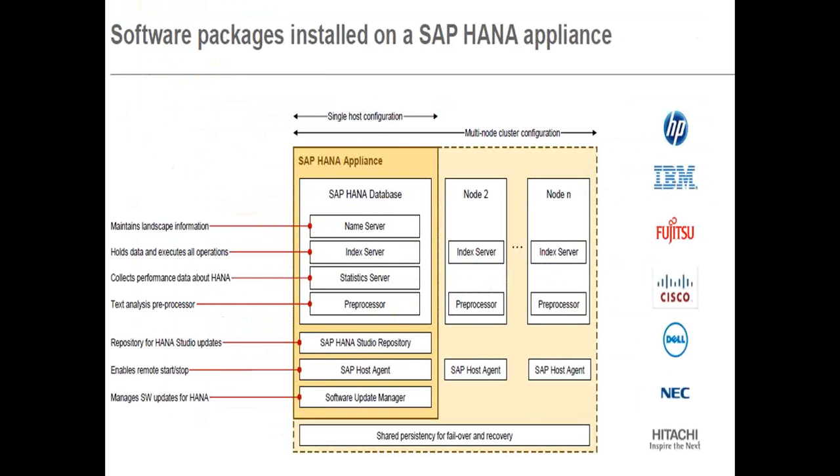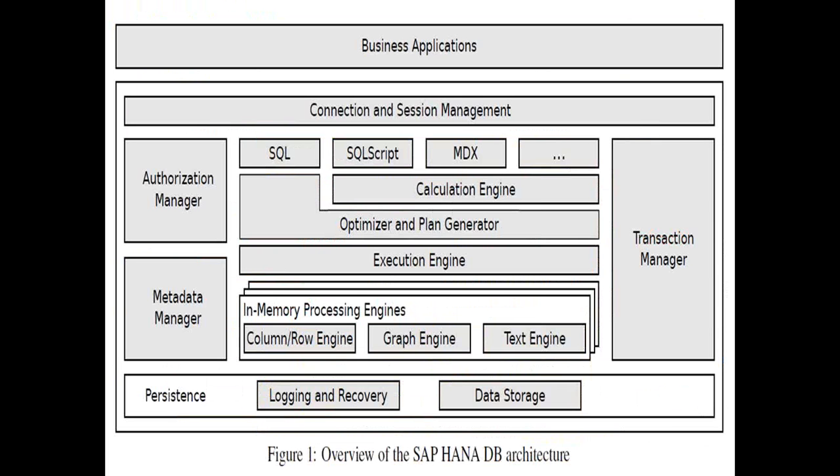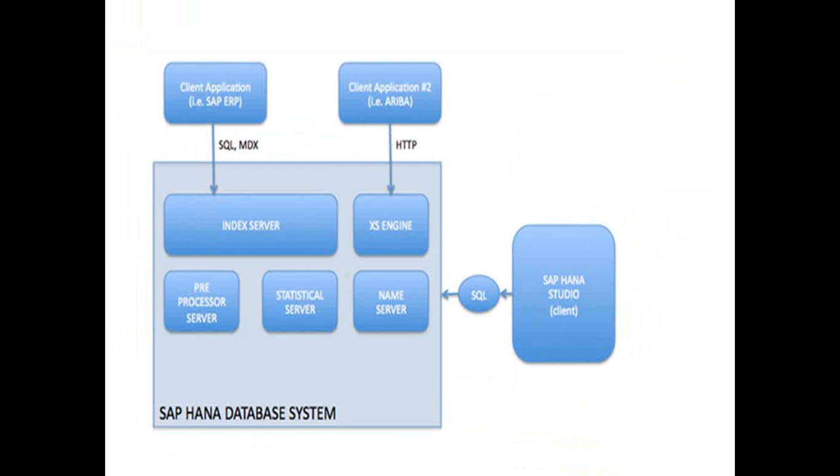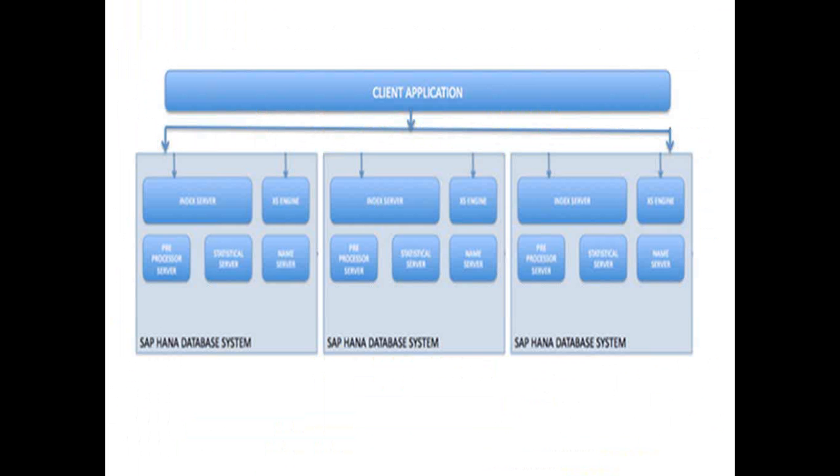There are different kinds of servers, on a high level four different servers, in which the index server is the main server. We have a separate architecture for the index server. This is the architecture. And there is a separate engine added from SP5 onwards called the Extended Services Application Engine, which is mainly used for web related applications when you are developing applications on top of HANA. This is the distributed system. How does it look?